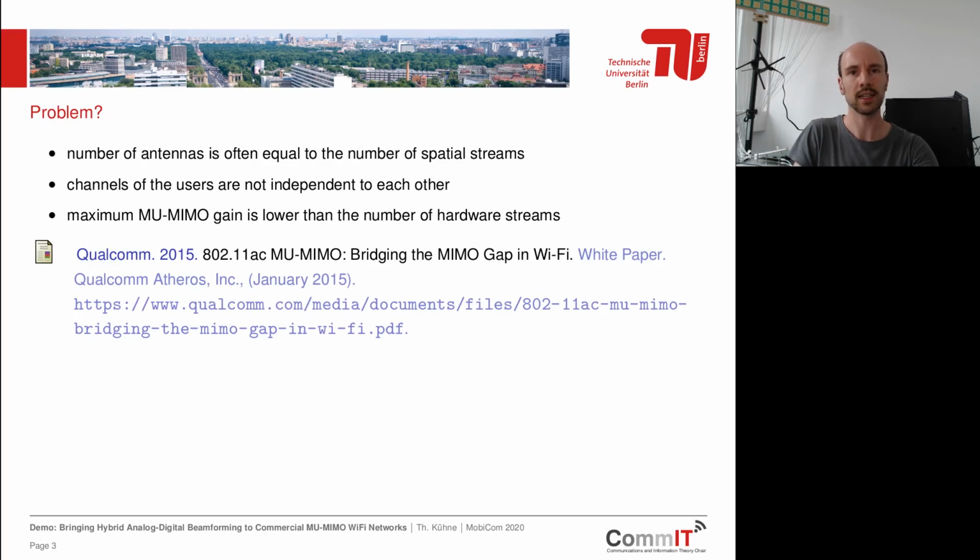First, the number of antennas is equal to the number of spatial streams and the number of users. So you actually have channels from the users which are not independent of each other with this configuration. This limits the multi-user MIMO gain so that at the end it is lower than the number of hardware streams you support in your card. Qualcomm actually wrote a white paper in 2015 where they investigated this, and they write that with 4 antenna elements you should support roughly 3 users and 3 spatial streams, because you cannot cope with more interference in the system. You can find this in the reference here.